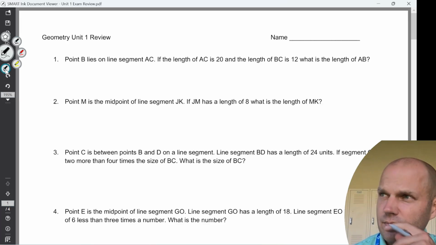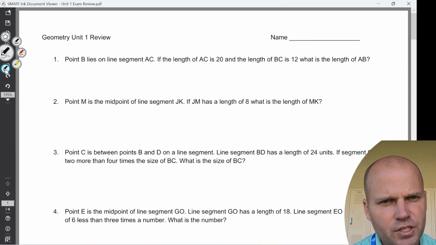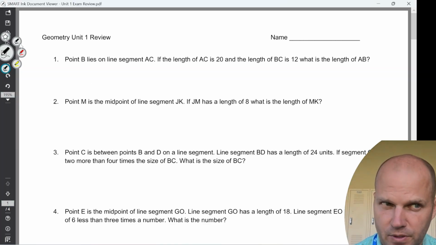Do my best to be as efficient as possible while being as descriptive as possible.